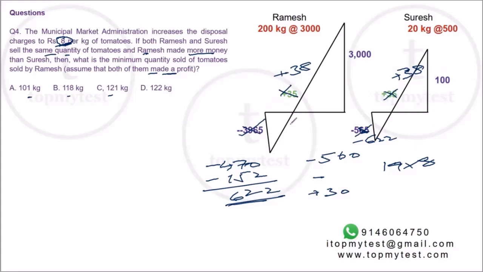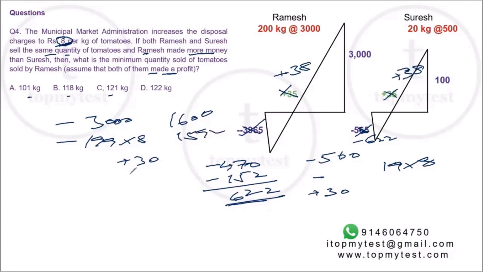Okay, how much will be Ramesh? Ramesh loses 199 into 8, that's his disposal cost. Then he's going to lose 3000 rupees for the entire bag, and he's going to make 30 rupees. 200 into 8 is 1600. So 199 into 8 will be 1600 minus 8, so that's 1592. Minus 1592 plus 30 will be minus 1562. Minus 3000 will be minus 4562.